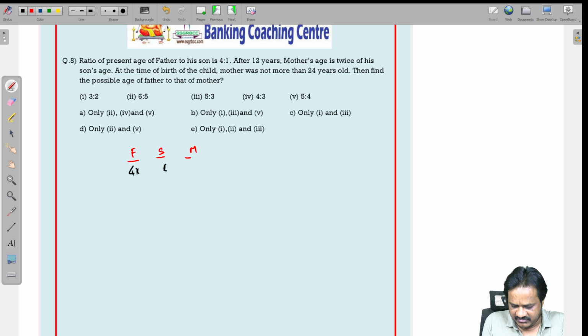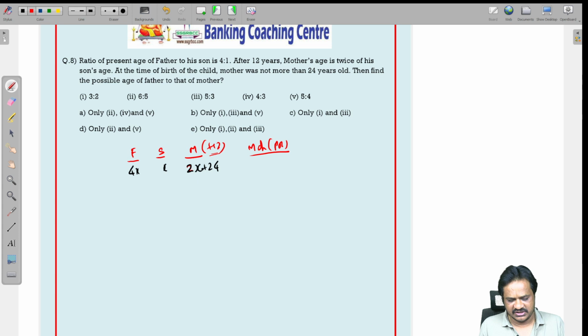Then mother's age after 12 years is twice that of the son's age at that time. So, it will be nothing but 2 of x plus 12, that is 2x plus 24, that is mother's age after 12 years. Therefore, for mother's present age, we should subtract the 12 years, we will get 2x plus 12. This is mother's present age.